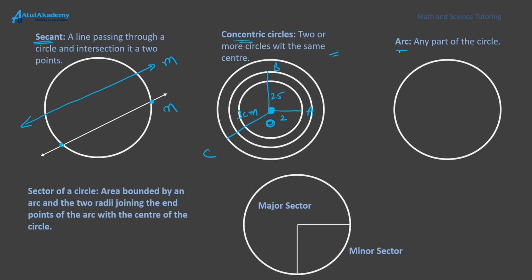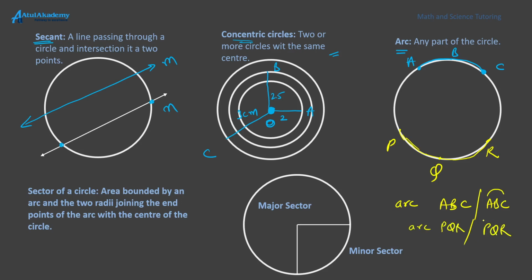Okay. Arc. In a circle, if I take any part from here to here, let's say A, B, C, and let me change the color, and if I take any part from here to here, let's name it P, Q, R. So I have drawn two arcs. If I write arc ABC, or I say ABC with this symbol on top, or arc PQR with a symbol on top like this. So I've written it like that. These are the arcs.